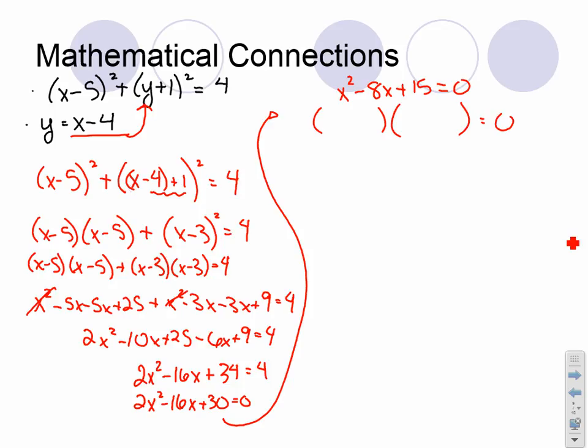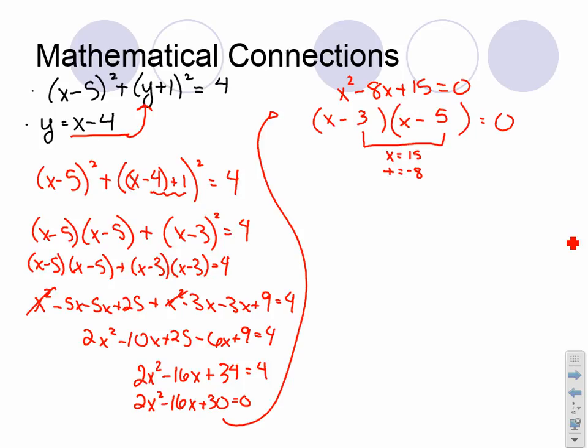I get 2 sets of parentheses, x, x. These 2 numbers have to multiply to equal positive 15, but add together to give me a negative 8. So I'm thinking 1 and 15. That's not going to work. 3 and 5. Ooh, that might. Let's try that. All right, so now a negative times a negative is a positive, and then a negative minus a negative is negative 8 here in this case. So we're good to go.